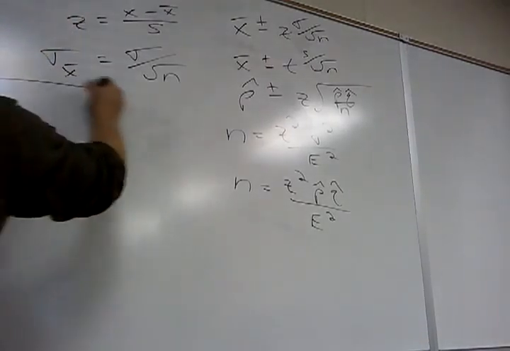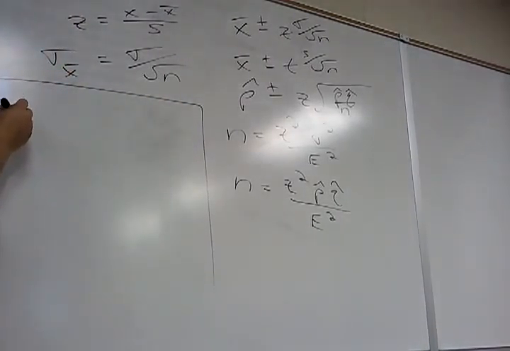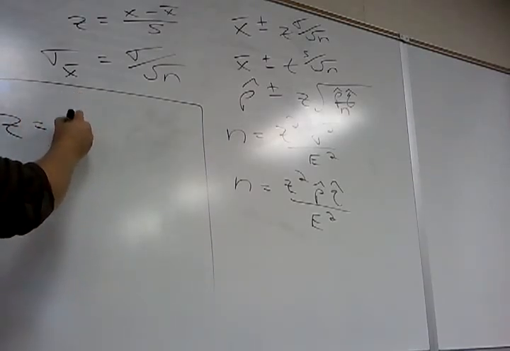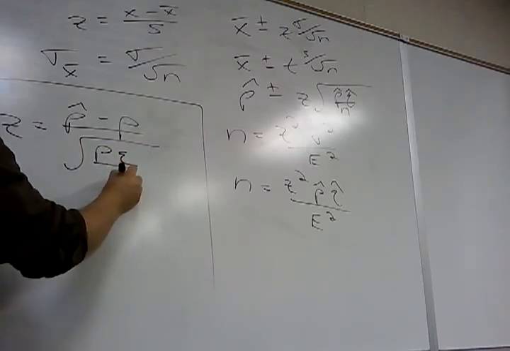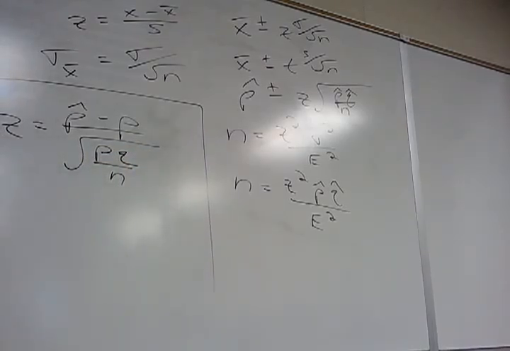Let's see, I'm running out of room here. Chapter 8, the only really new formula in Chapter 8 is this guy. And it's not even all that new. Cool? That's how you calculate a z-score from percentages when you're working with percentages.